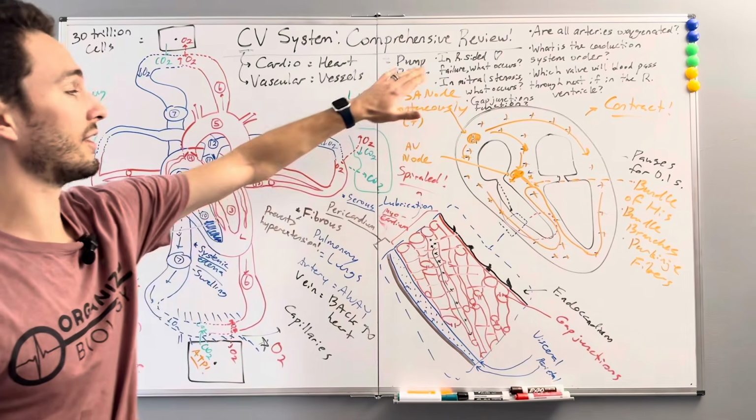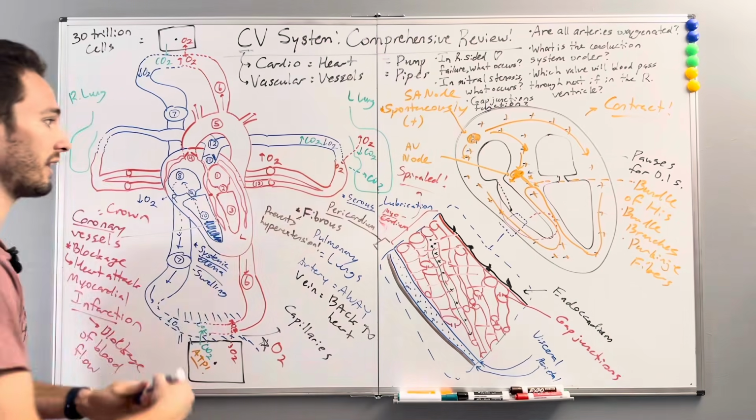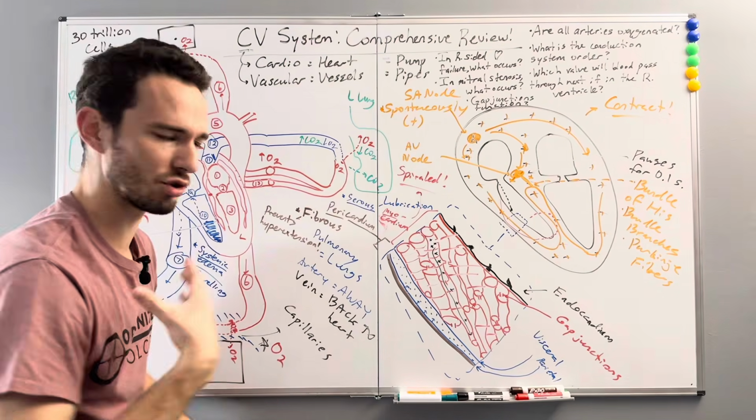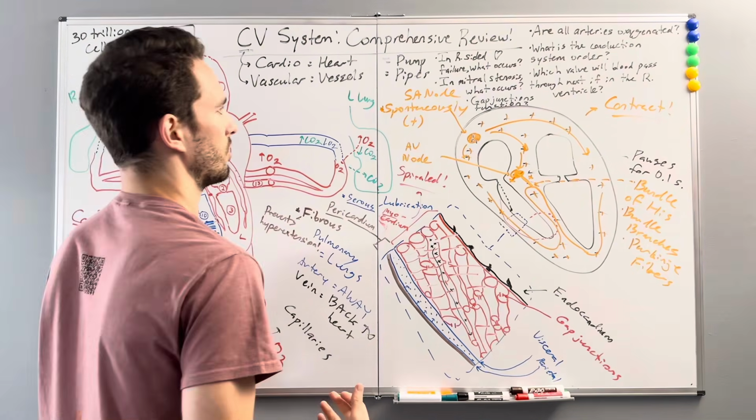Really interesting. And the same thing could occur on the left side of the heart, but in that case, we're going to back up into the lungs. It's called pulmonary edema. You can have some shortness of breath and some crackling when you're breathing.